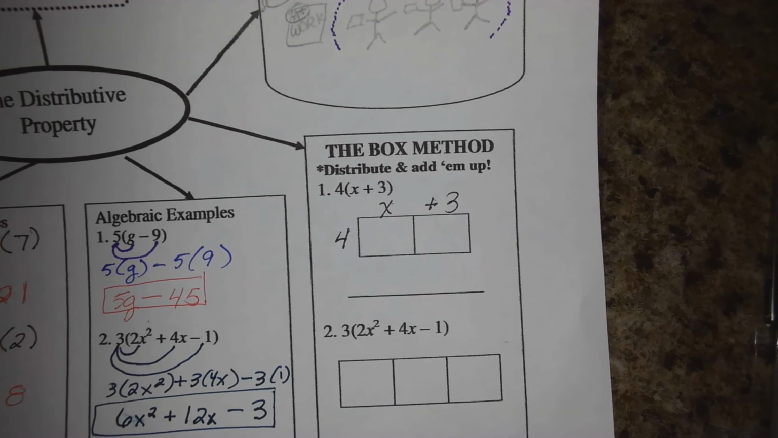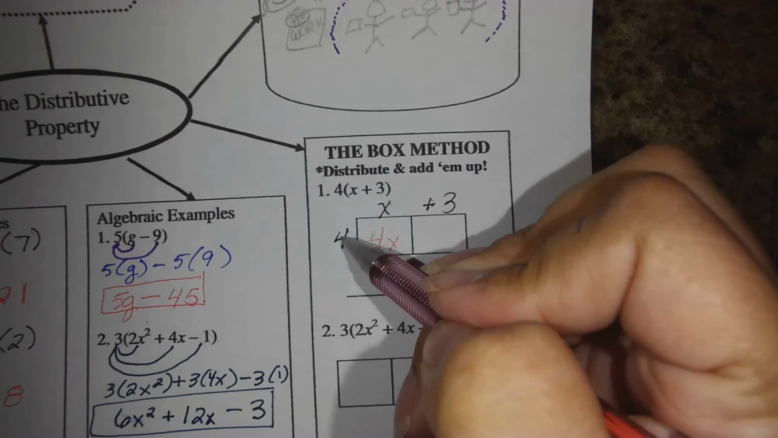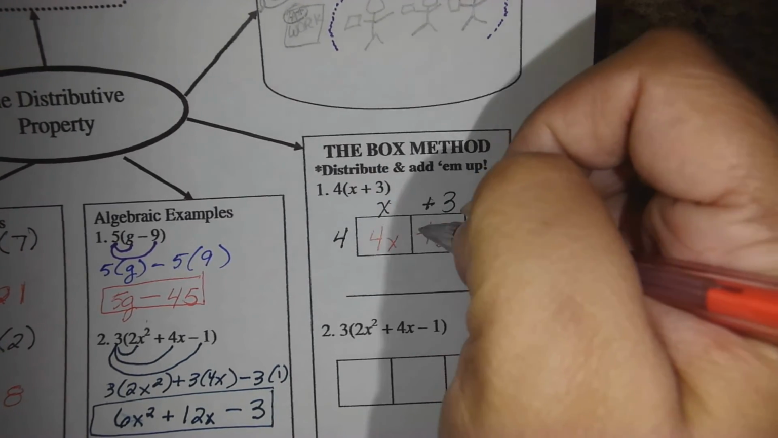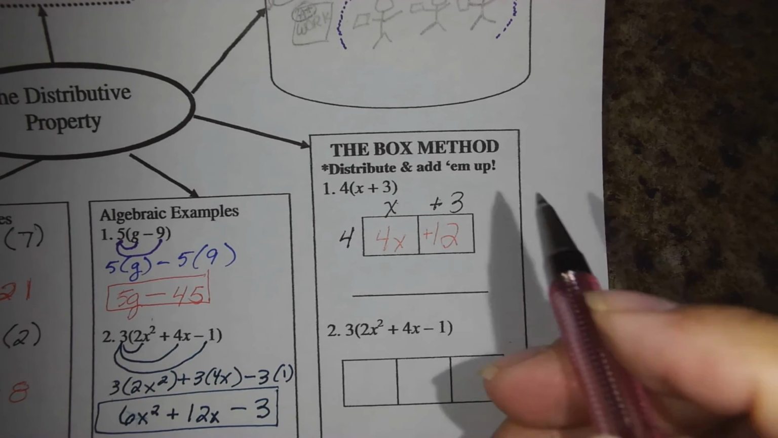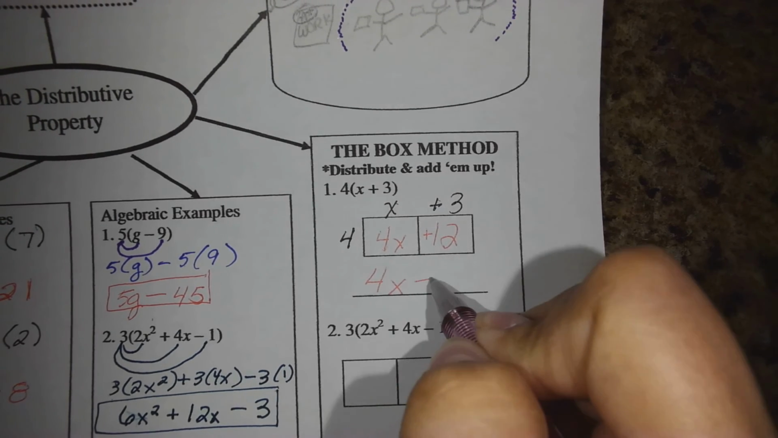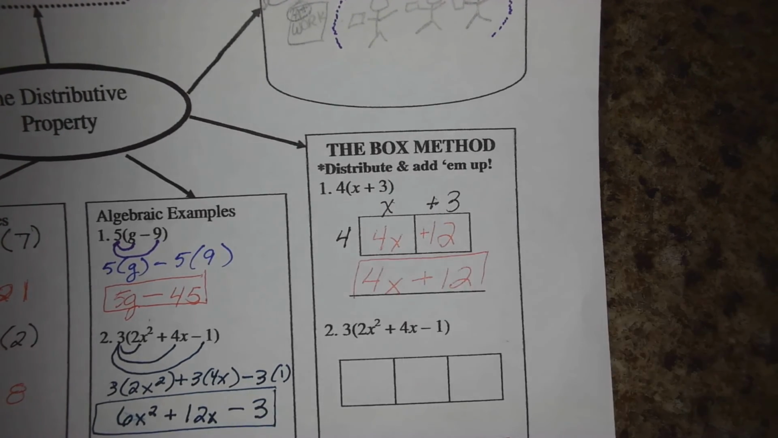So 4 times x is 4x. And then 4 times the 3 is a positive 12. This in the boxes is your answer. So 4x plus 12. That's your answer.